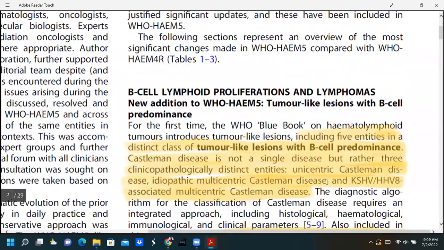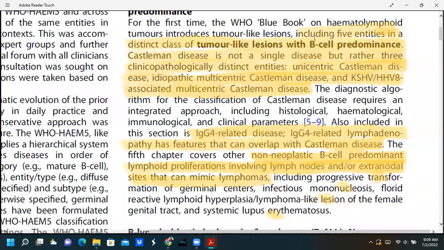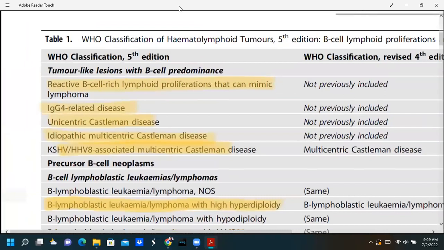And then, coming to the B-cell proliferations and lymphoid, now they have added a tumor. So let me go into that chart. This is the chart on the next page if you are following the article side by side. This chart has the basic classification, and now they have added tumor-like lesions with B-cell predominance, which has 5 categories. These include 3 categories of Castleman, 1 category of IgG4, and 1 category of reactive B-cell lymphoid proliferations, which we'll see what comes into that.